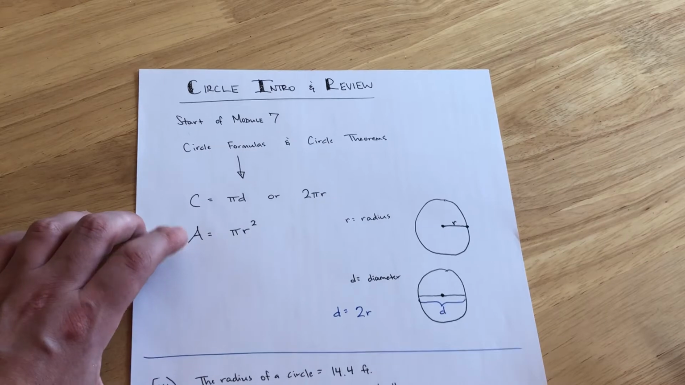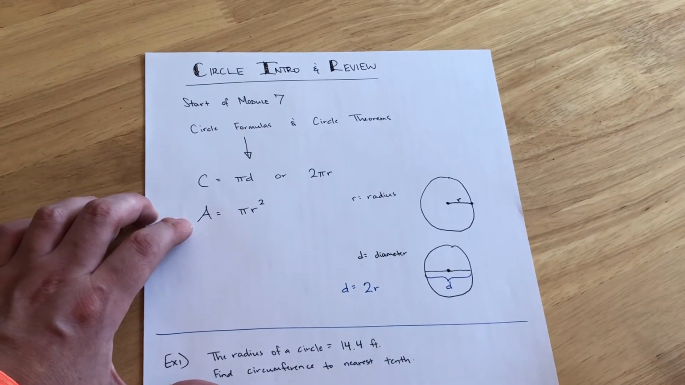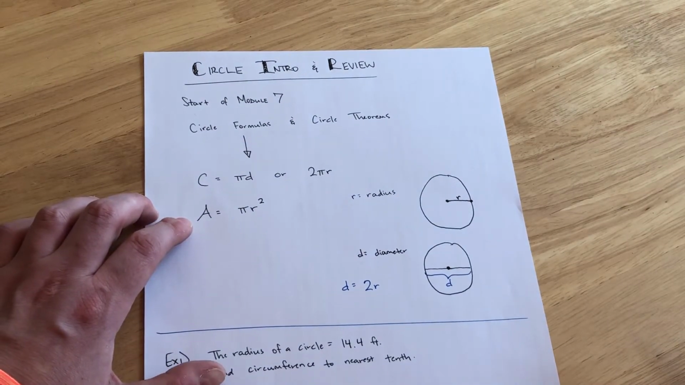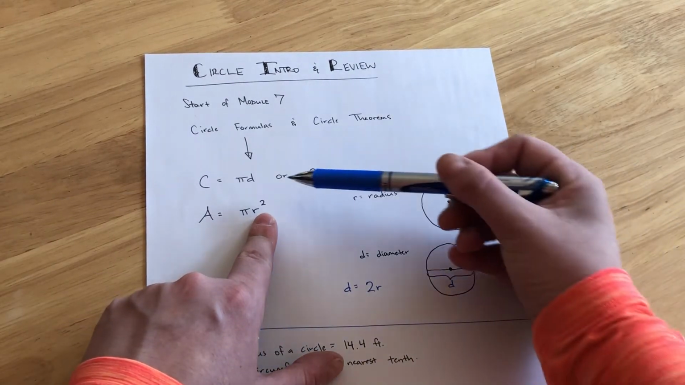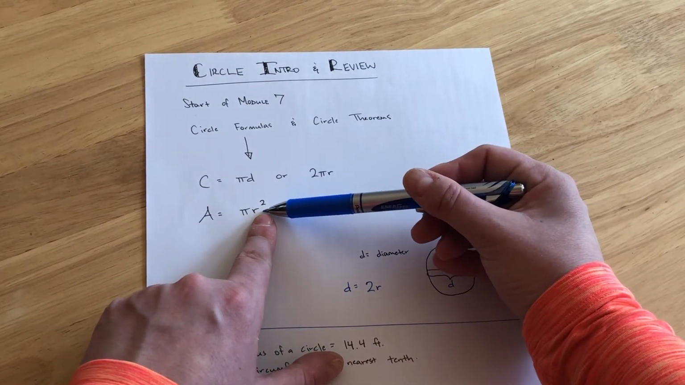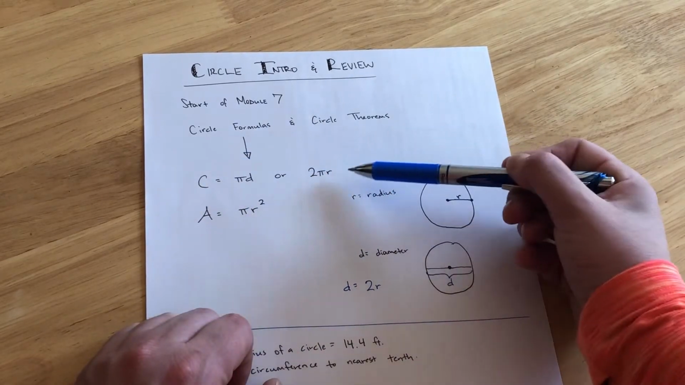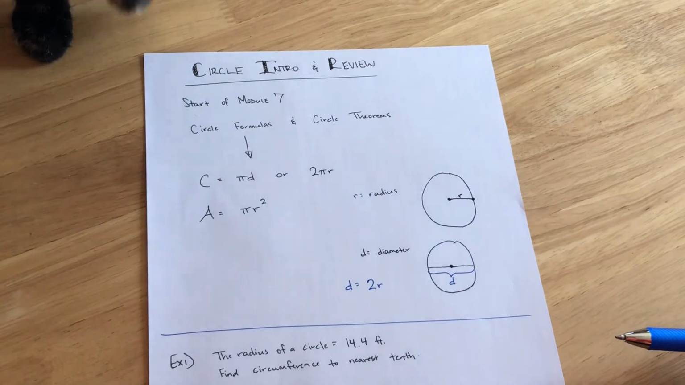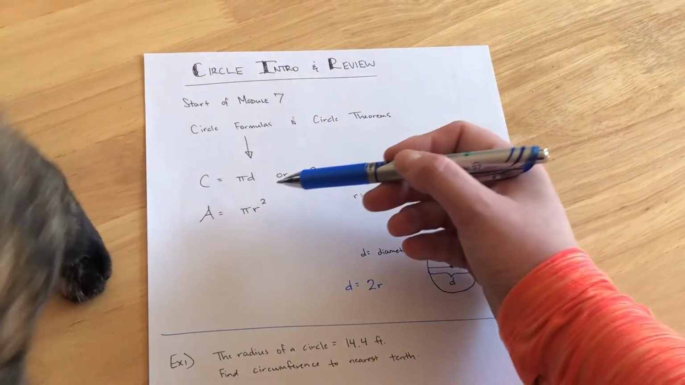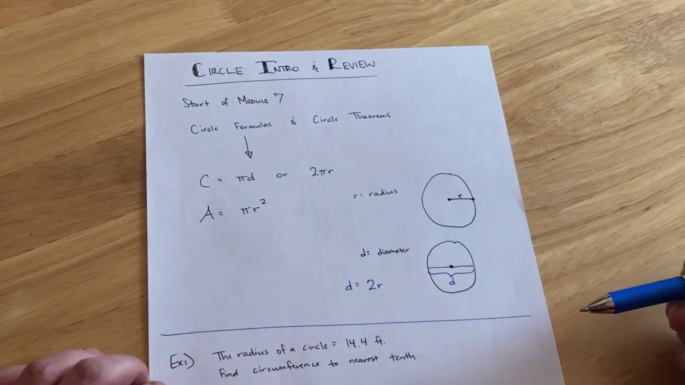And then lastly, the area formula for a circle is pi r squared. Pi r squared. One way that I remember that pi r squared is the area and that it's not the other values is because, well, in area we have square units. And so r is squared here.